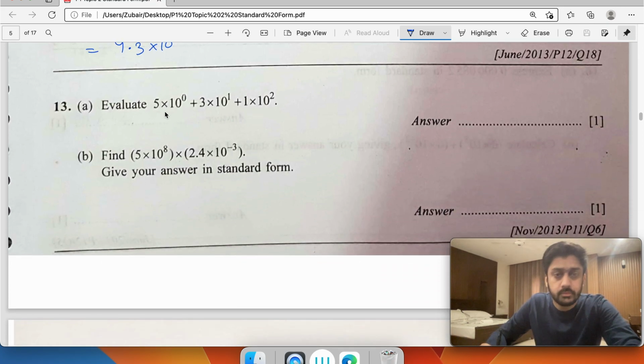Evaluate this. Anything raised to power 0 is basically 1. So this is 5 plus 3 times 10 is 30 plus 1 times 100 is 100. So 135.